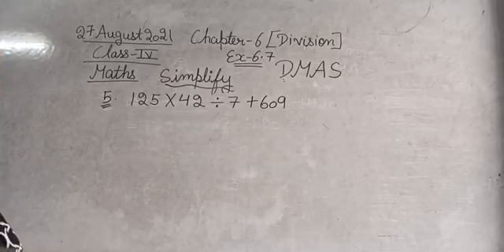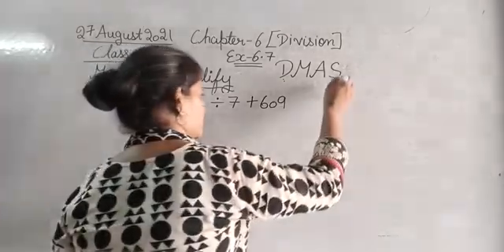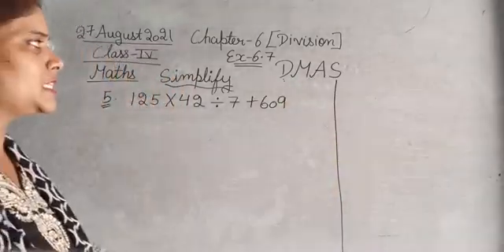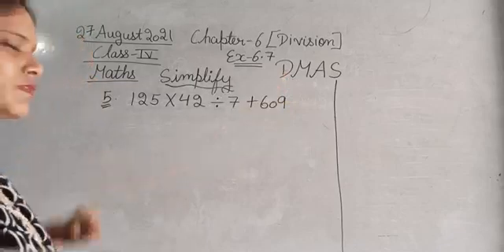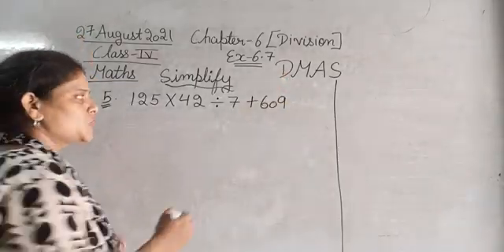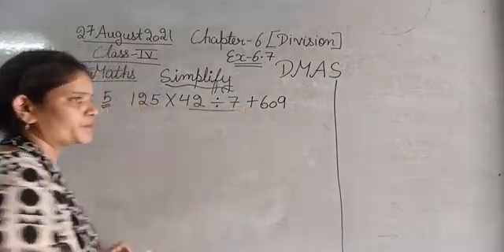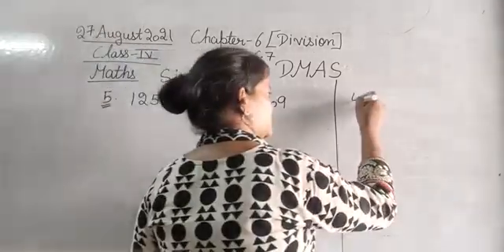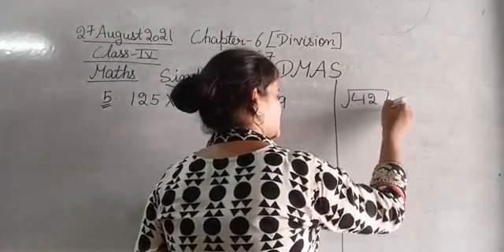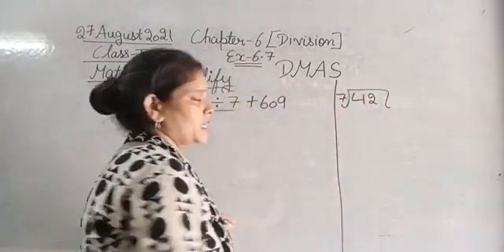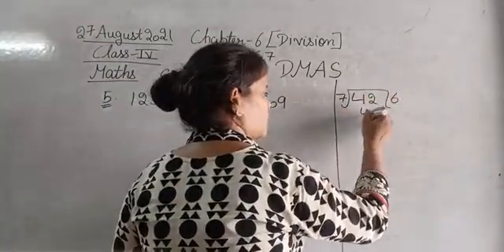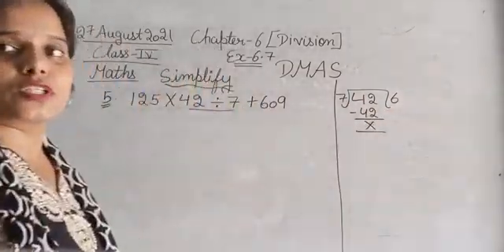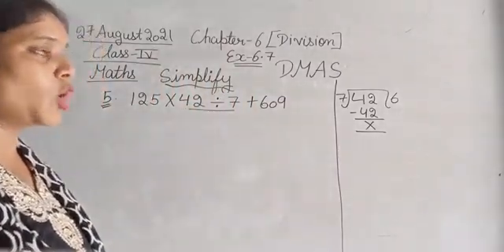So now we have to solve it. Again in this as well we will follow the rule of the D mass. So the D mass, D stands for division. So first of all we will do the division in the simplification. So in division we have to divide this 2. So we will divide 42 with 7. 7 6s are 42. So after dividing 42 with 7 we got 6.